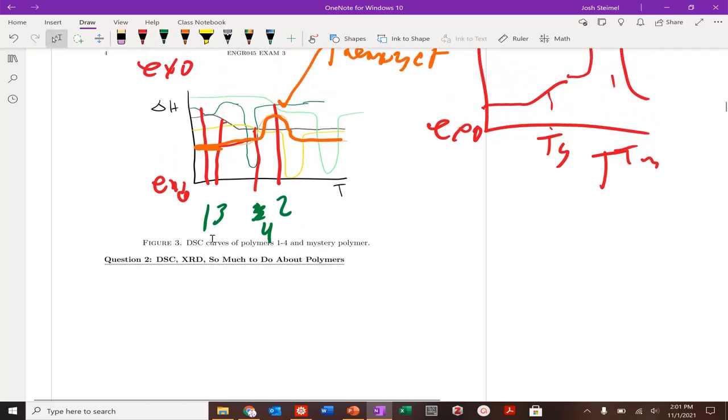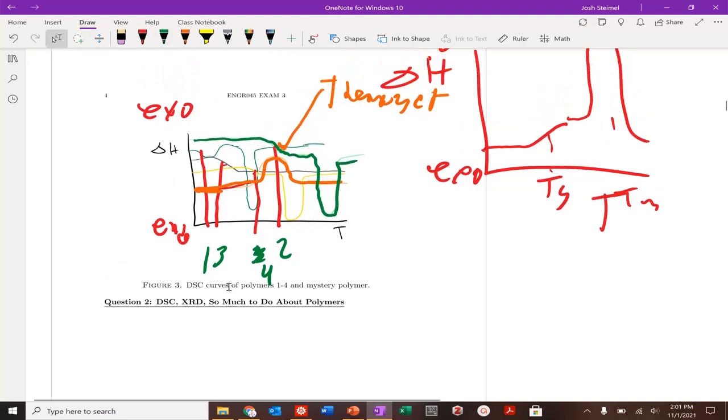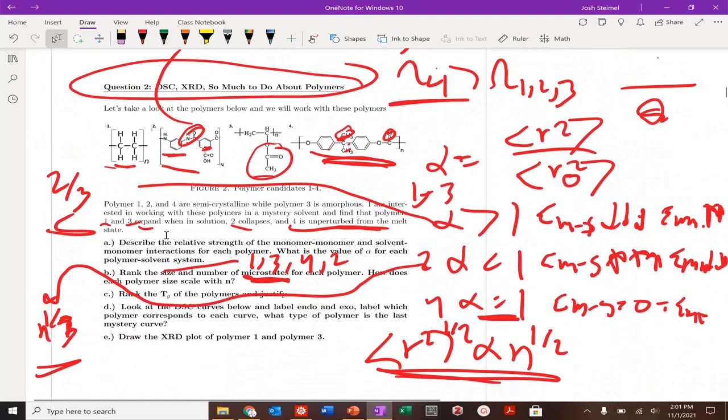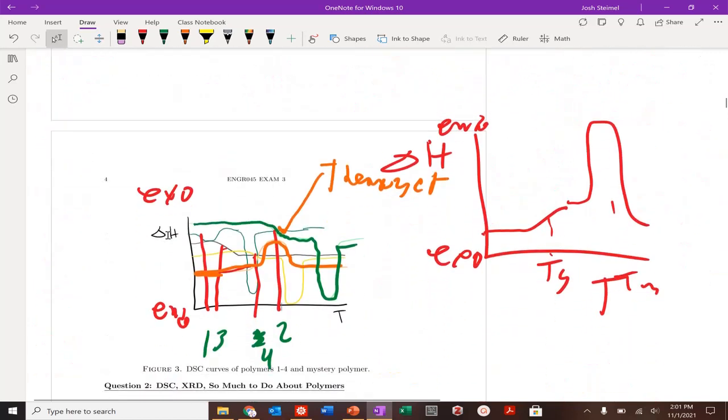So if I'm looking at this curve here, let's trace it. I've got my Tg, and then I've got my melting temperature. So is number 2 a semicrystalline? Yeah. So 1, 2, and 4 are semicrystalline. So here's my other one. I got this. This is my 1. So that's my number 1, and the Tg is way over here. So 1 was my lowest. Okay, that makes sense. Semicrystalline.